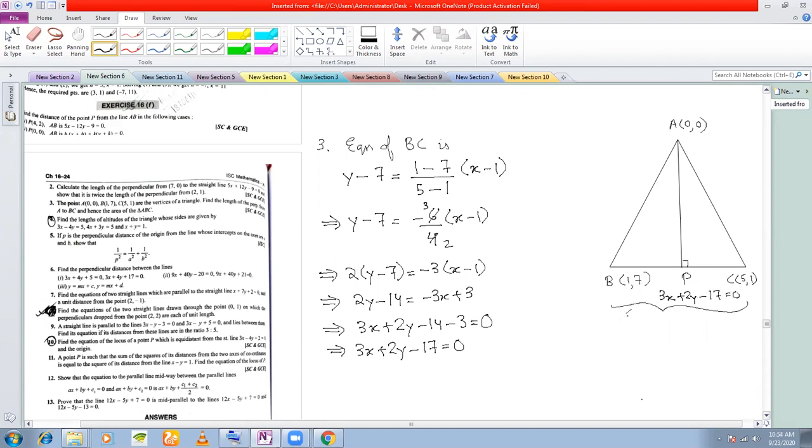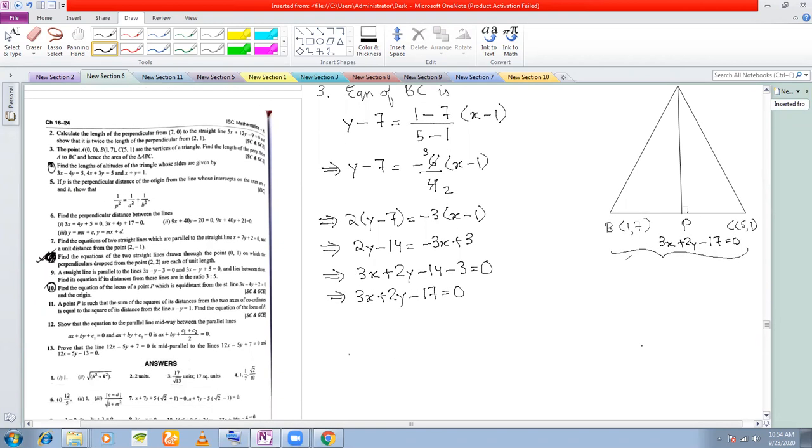So now the problem boils down to this: in order to find the distance AP, it is nothing but the perpendicular distance of the point A from this straight line, 3x plus 2y minus 17. So therefore what should be AP? AP should be plus or minus ax1 plus by1 plus c by root over of a square plus b square.